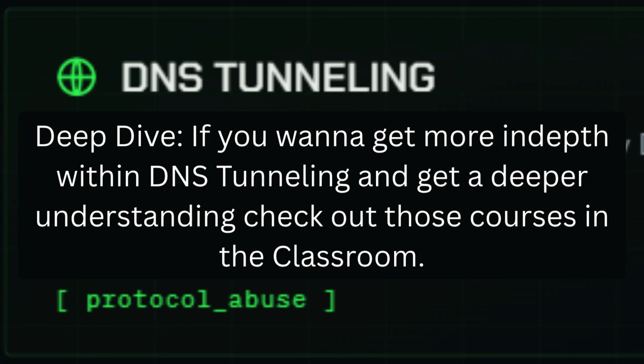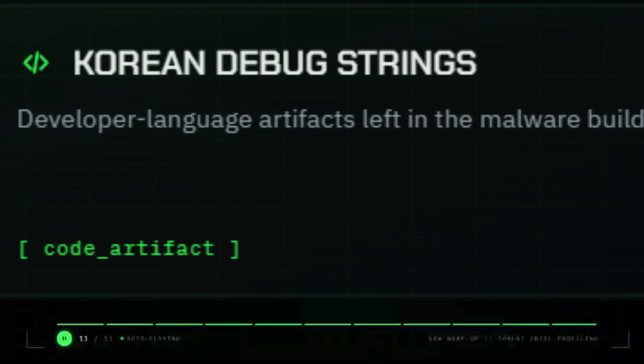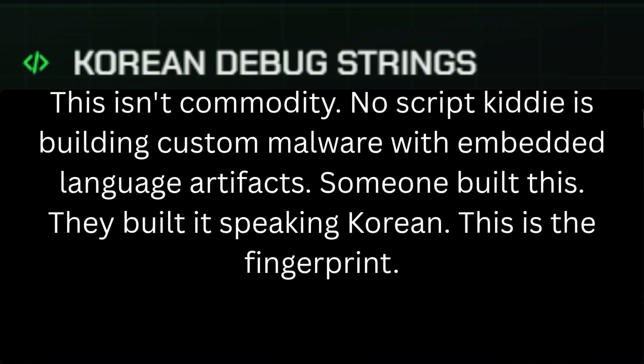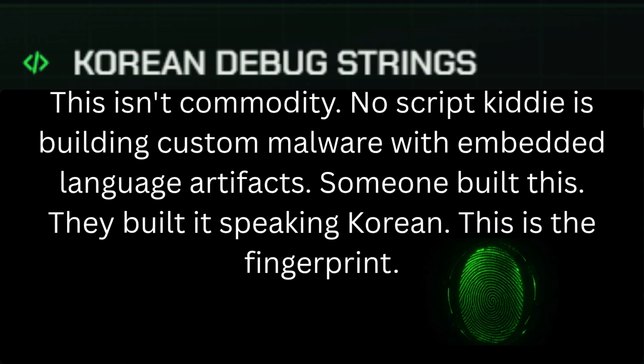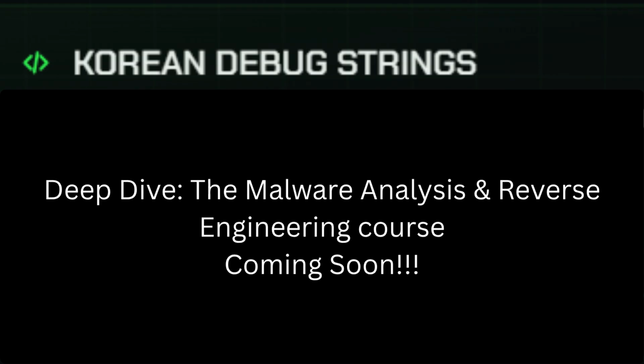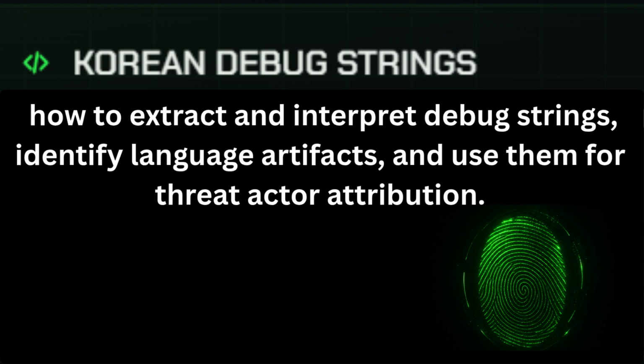Evidence piece number two: Korean language debug strings. Left behind in custom malware. This isn't commodity. No script kiddie is building custom malware with embedded language artifacts. Someone built this. They built it speaking Korean. This is the fingerprint. Deep dive. The malware analyst and reverse engineering course covers how to extract and interpret debug strings, identify language artifacts, and use them for threat actor attribution. Add that to your lab notes.